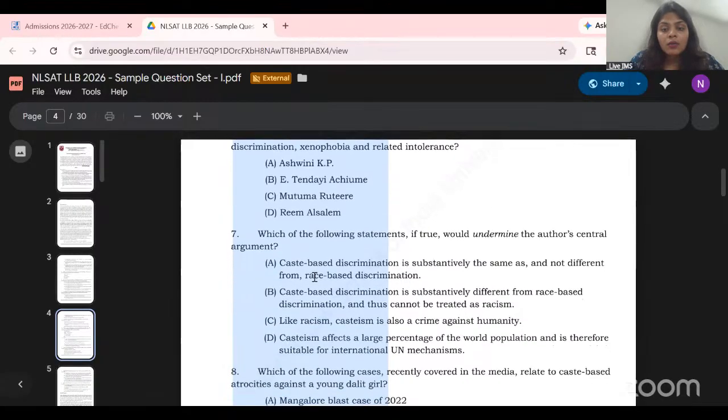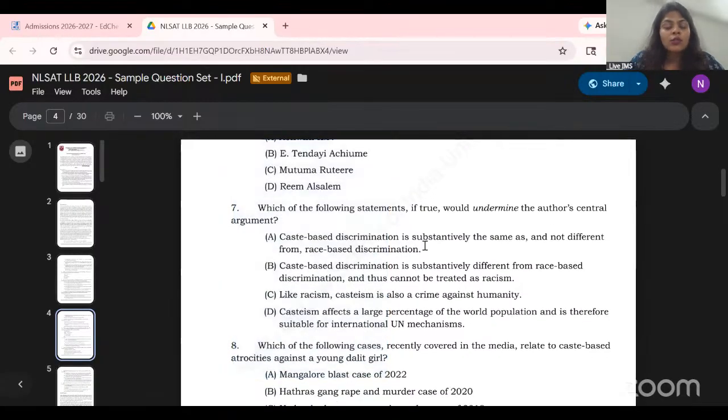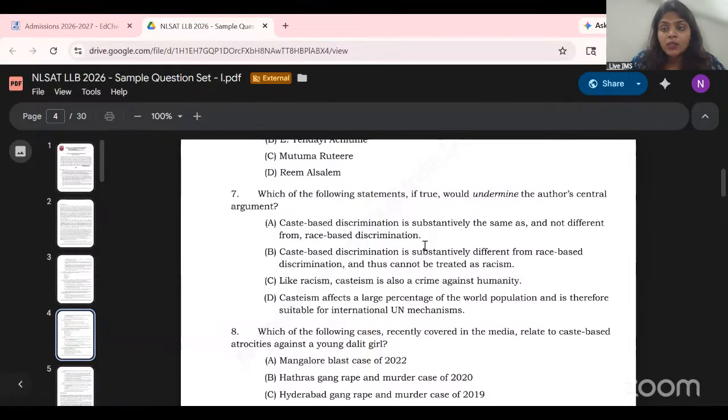Now, again, for the GK based question, I would suggest be well versed with the past 1 year of current affairs, the events that have happened, and try to read in depth about it. When you are doing that in-depth reading, you're all set, you're good to go.